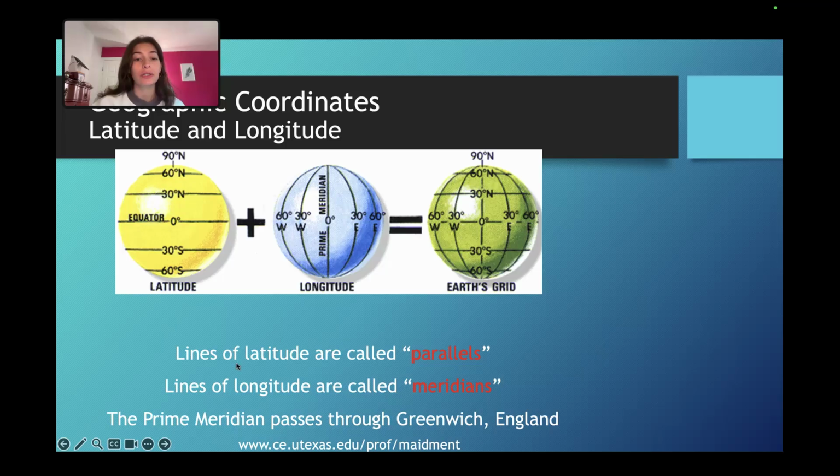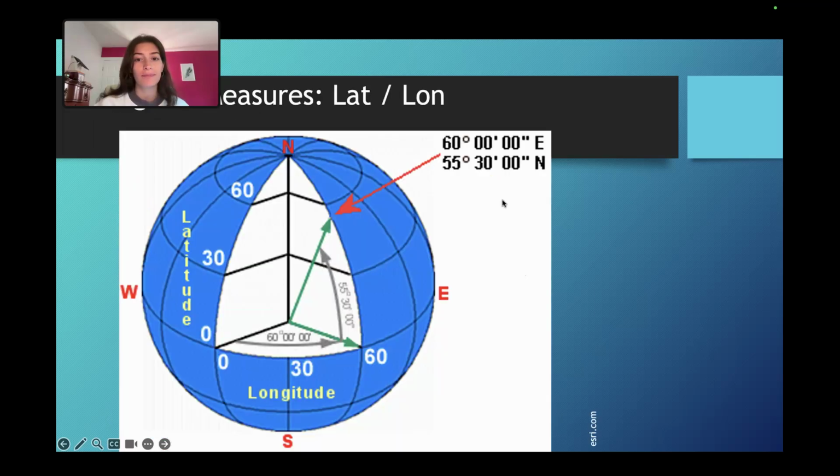Latitude and longitude. Lines of latitudes are called parallels. Lines of longitude are called meridians. And the prime meridian is a line at 0 degrees longitude that passes through Greenwich, England. Together, lines of latitude and longitude give us a grid of the Earth.